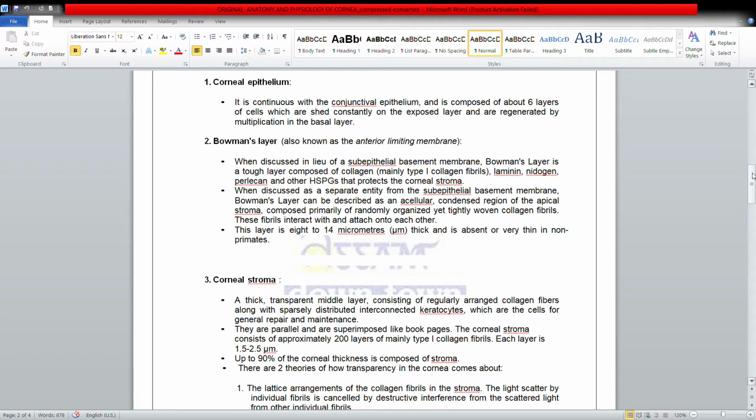When discussed as a separate entity from the subepithelial basement membrane, Bowman's layer can be described as an acellular condensed region of the apical stroma composed primarily of randomly organized yet tightly woven collagen fibrils. These fibrils interact with and attach onto each other. This layer is 8 to 14 micrometers thick and is absent or very thin in non-primates.